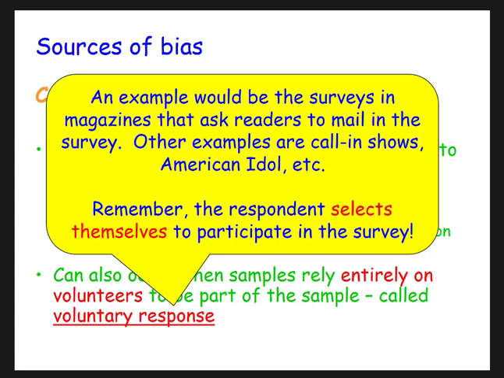An example might be call-in shows like American Idol. Well, first of all, they have to subscribe to the magazine, and then they have to have an interest in those shows. If they don't have an interest in those shows, they're not going to respond to that survey. So those self-selected surveys, voluntary response surveys, tend to be more strongly in favor of it because only the people that favor that topic will typically take the time to respond.